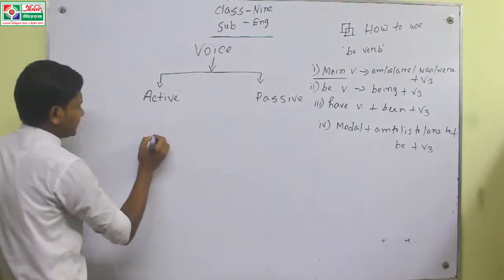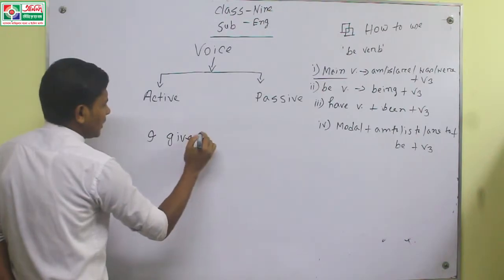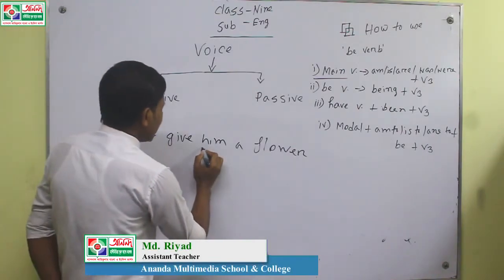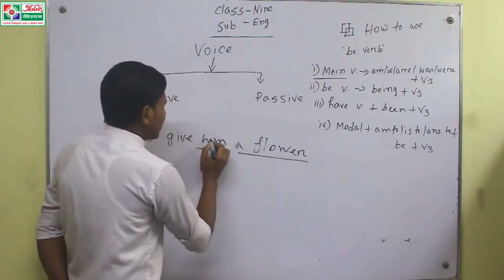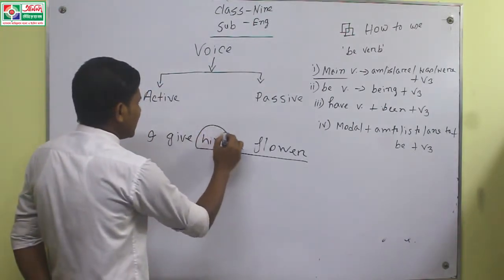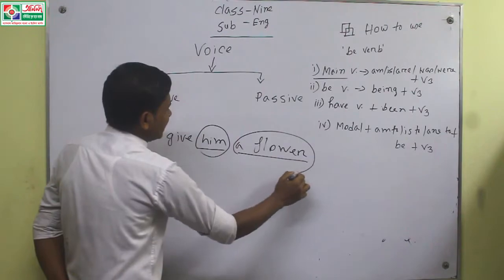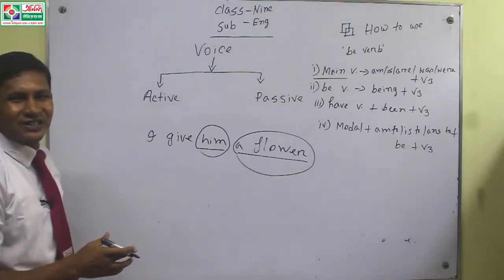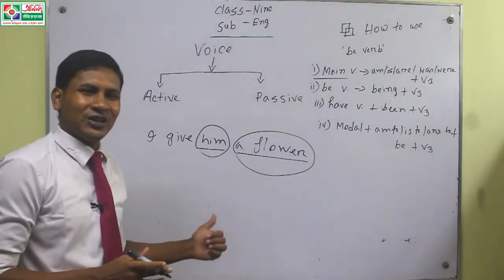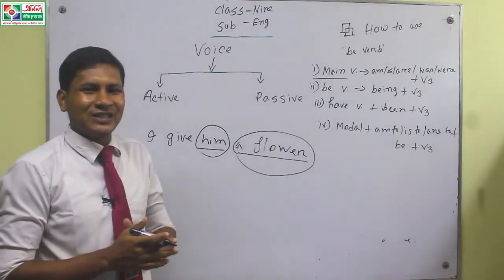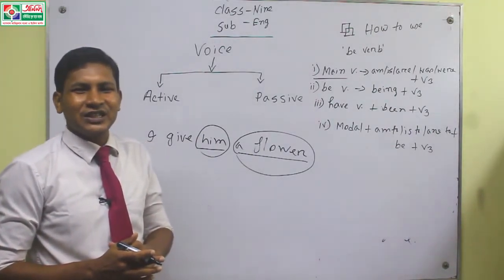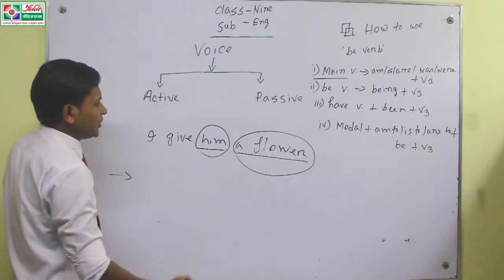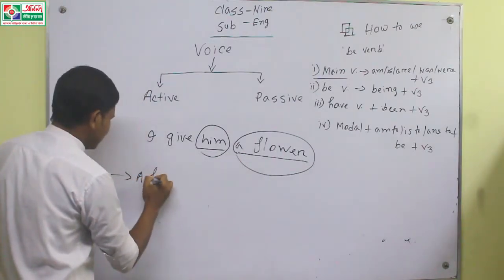For example, I give him a flower. So there are two objects. One is direct, the other is indirect. The indirect object is him, the direct object is a flower. So how to change it into passive voice in this way? It's very easy. Just look at the board with very close attention, because voice is a critical subject in your English grammar. So at first we use here the direct object, a flower.